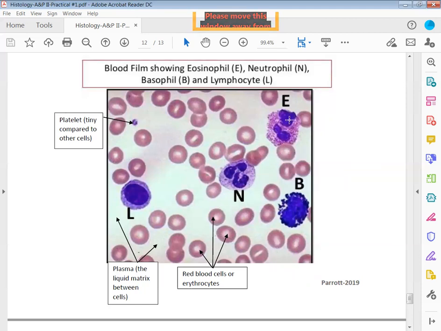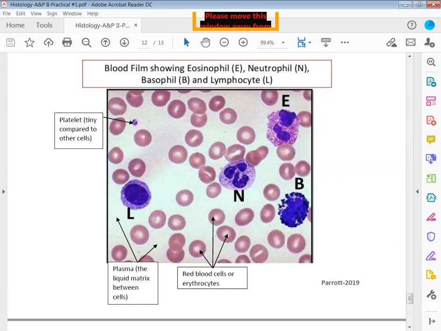Then this one here, the E right here, is called the eosinophil. The eosinophil has acidic granules in the cytoplasm, and they're going to stain orange to a hot pink. You'll see this is much pinker than this neutrophil down here. This is called an eosinophil. And again, here you will see a lobed nucleus.